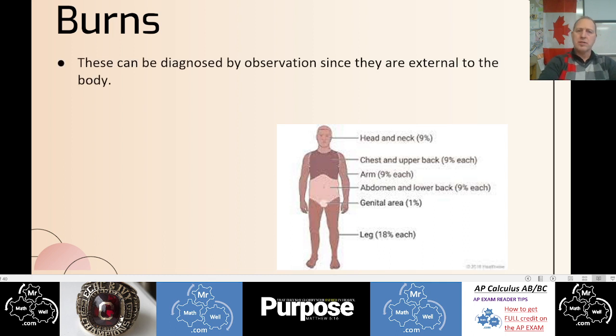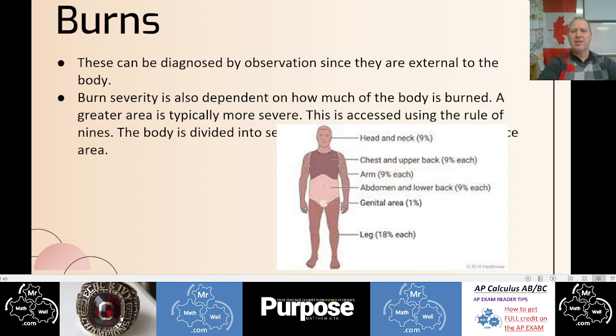All right, so burns, these can be diagnosed by observation since they are also external to the body. Most of the integumentary system issues are.